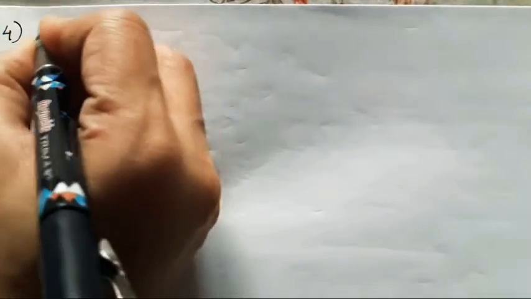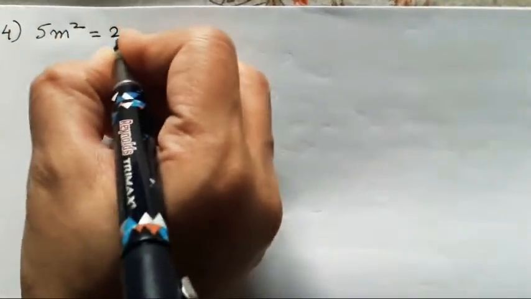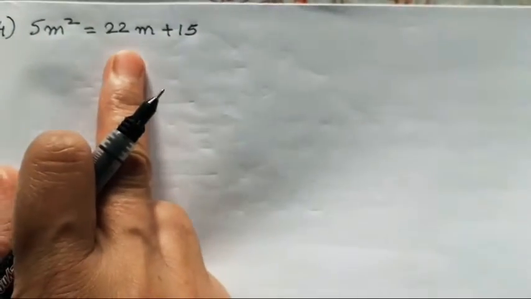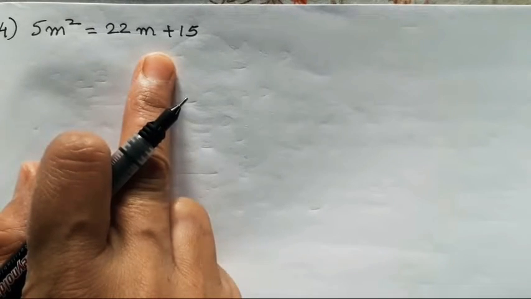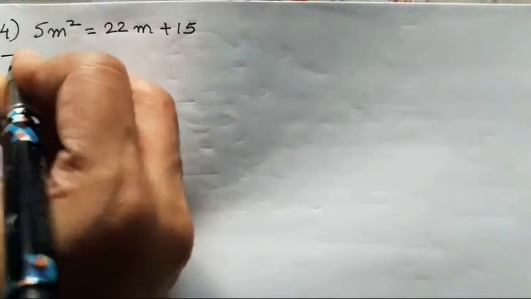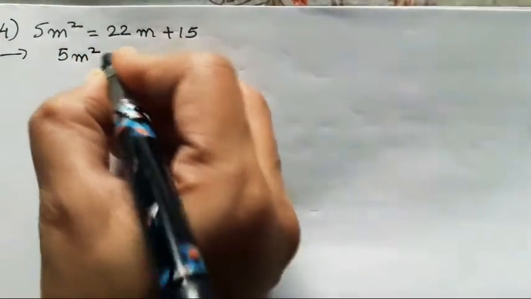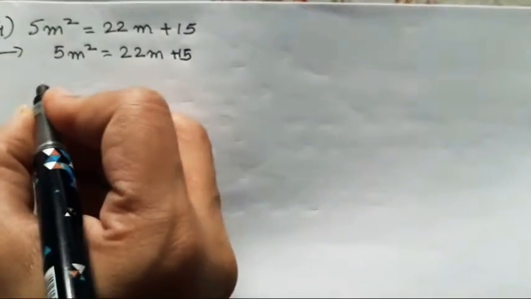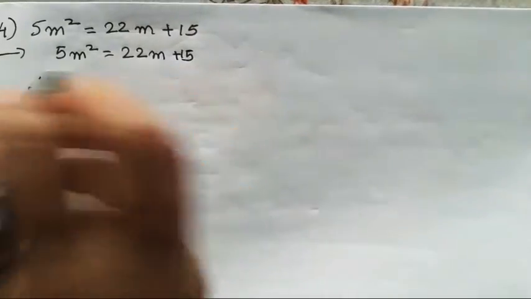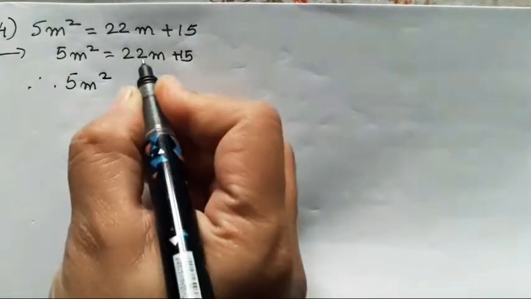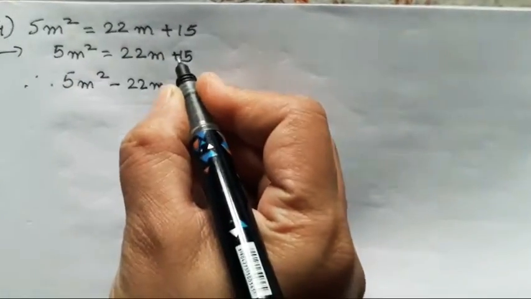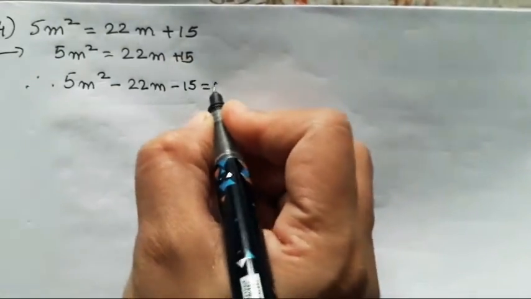Now the fourth sum is 5m square is equal to 22m plus 15. Okay, so over here you will see we have got a totally different sum. Again, the same thing you all have to do. First you all have to write the sum in the standard form. Okay, so what is going to be the standard form, we have already learned in the previous video. The links have been given in the description box. So therefore first we will change this into the standard form, that is 5m square. Take this to the left hand side, that is 22m, plus will change to minus 15 is equal to 0.